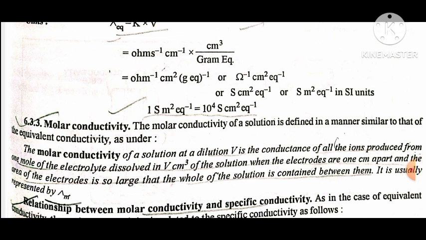Molar conductivity of a solution is defined in a similar manner to that of equivalent conductivity. Molar conductivity of a solution at a dilution V is the conductance of all the ions produced from 1 mole of the electrolyte dissolved in V centimeter cube of the solution when the electrodes are 1 centimeter apart and the area of electrodes is so large that the whole of the solution is contained between them. It is usually represented by lambda m.